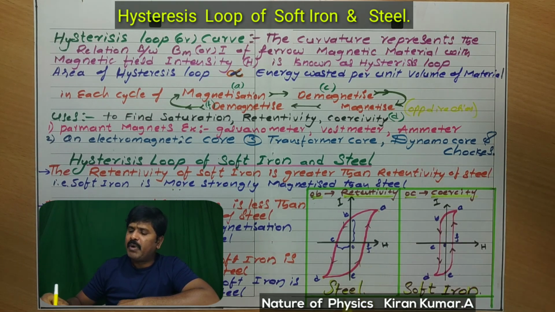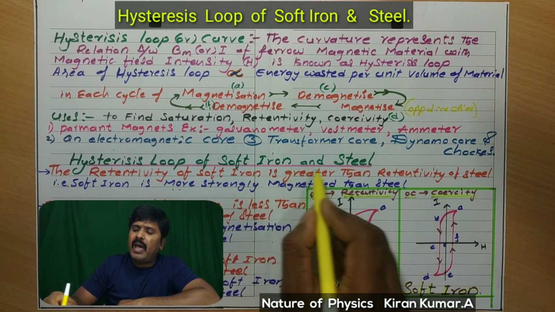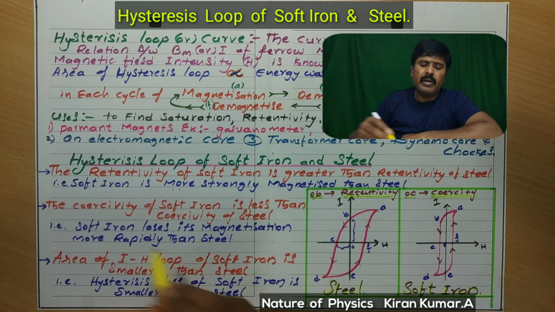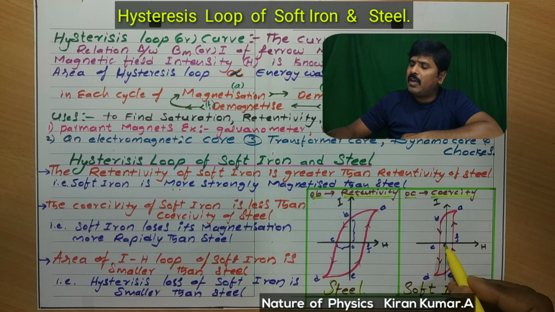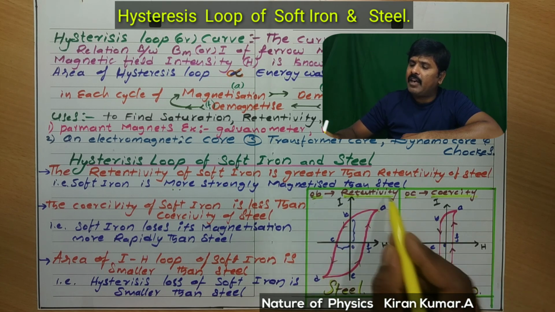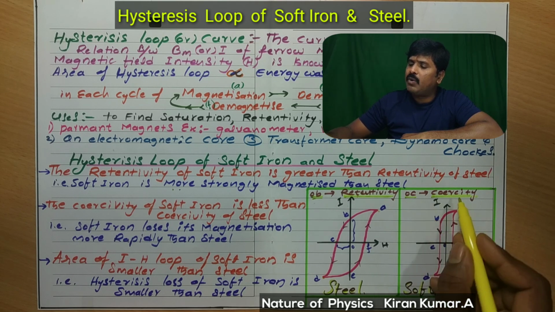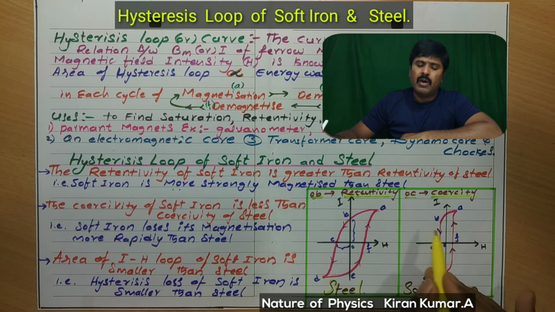And there is a difference between the steel and the soft iron. The hysteresis loop of a soft iron and steel we are going to discuss, student. The retentivity of a soft iron, the retentivity represents what is that, student? OB. See, I wrote OB retentivity, and OC represents coercivity. These values are common for both diagrams, steel and the soft iron, of the hysteresis loop of a magnetic material. OC is the coercivity and OB is the retentivity, clearly represented all the values, student.